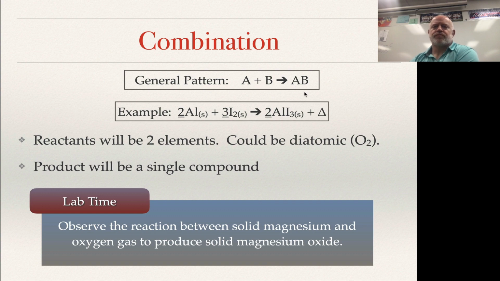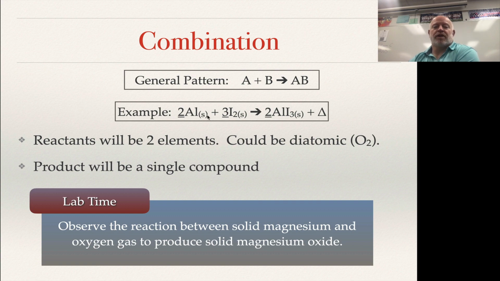So looking at this general pattern, how we would identify this is we're going to look for our reactants, or our left-hand side, to be 2 elements. They could be diatomics, so it's possible you might see O2, F2, H2, something like that as one of our elements. And then on our product side, we'll see a single compound, okay? Now, here's our example. We have aluminum, which would be our A, reacting with iodine, which would be our B, to produce aluminum iodide, which is our AB, okay?